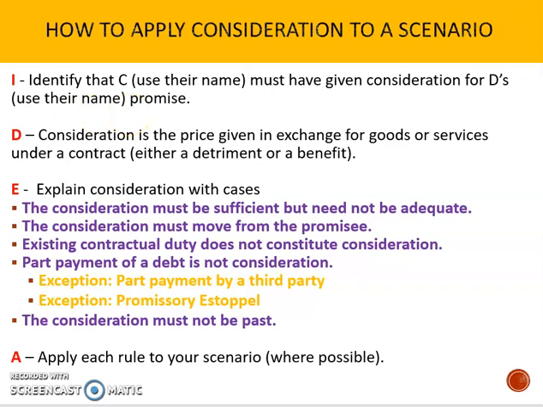You then define what consideration is. So consideration is the price given in exchange for goods or services under a contract, either a detriment or a benefit. And then you need to explain consideration with cases, and this is where you are basically writing out that summary slide that we were just talking through, putting in all your cases, explaining the different rules. And then we apply the rules to the scenario. And I've put apply each rule to your scenario where possible. It's not always possible to apply all of the rules because they're not all going to be relevant.